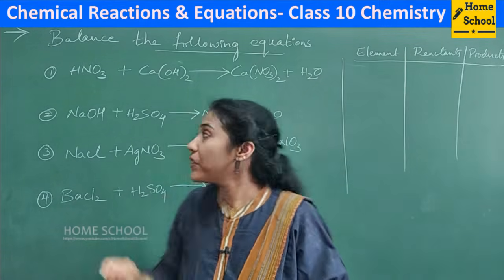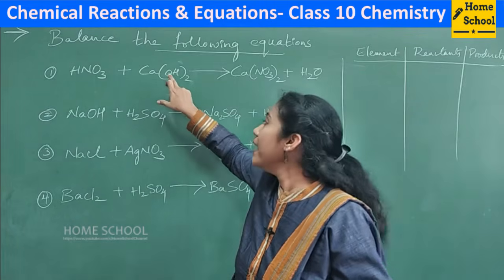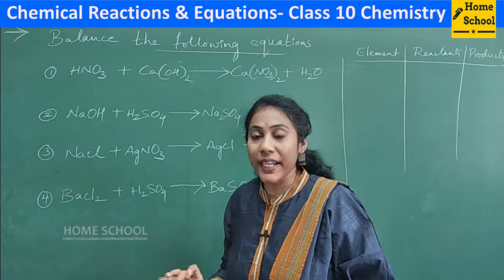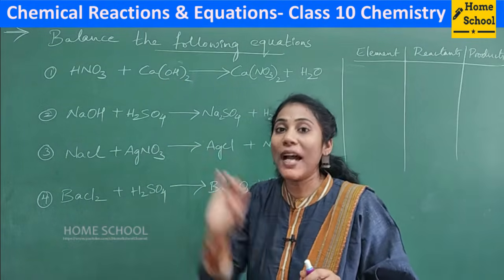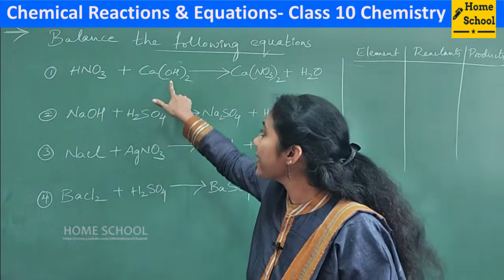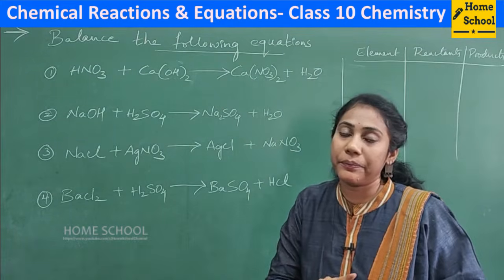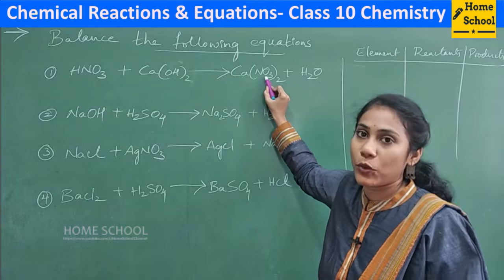I mean to say, you should consider oxygen separately and balance it, and consider hydrogen separately and then balance it. Okay, you are not supposed to consider OH as a group. You can't consider it as a polyatomic group because OH is there in the reactant side, but it is not there in the product side. Okay, fine. And another polyatomic group is there, NO3.